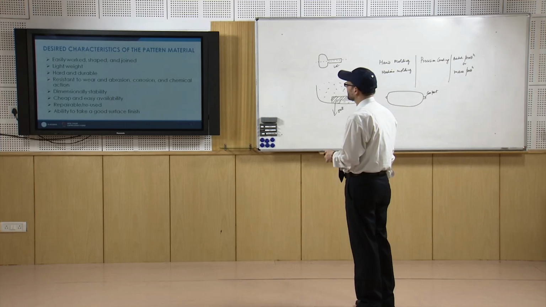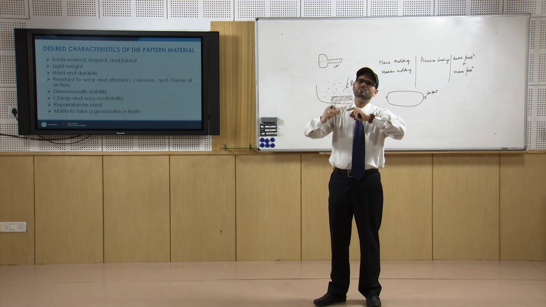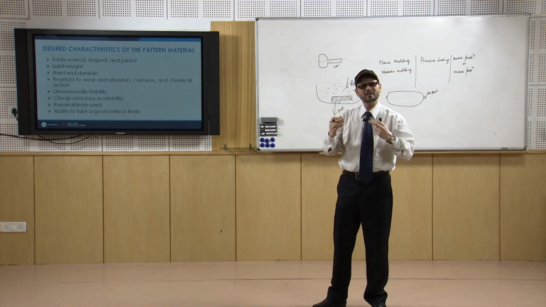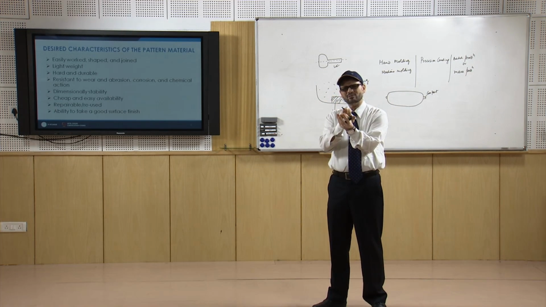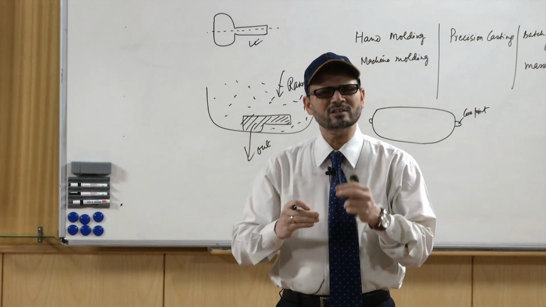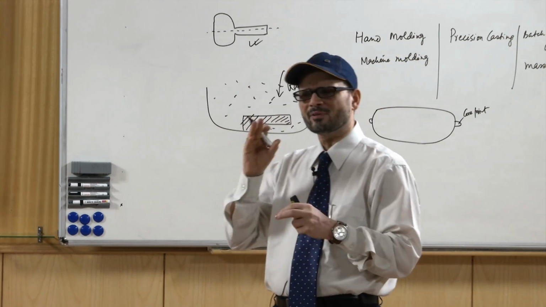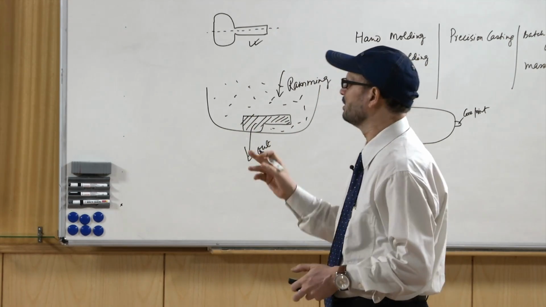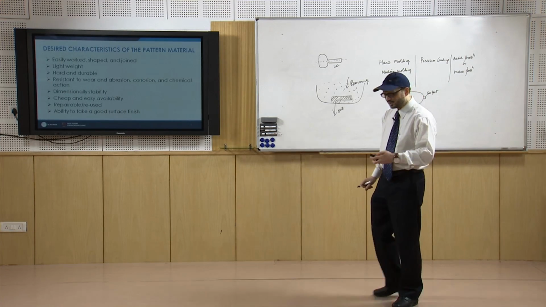Ability to take a good surface finish. The pattern material must be such that it provides a good surface finish, otherwise the cost of providing finishing will be more. So, you must have a pattern material which has a smooth surface, so that when you cast the material you also get a smooth surface, and the cost associated with machining or giving proper surface finish will be minimum. So, these are the desired characteristics of a pattern material.